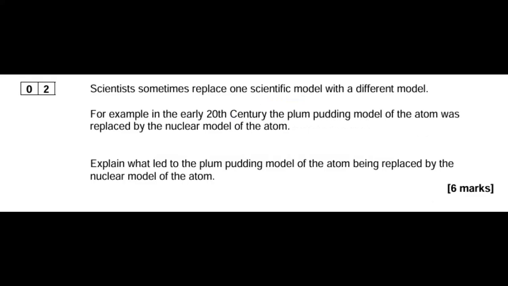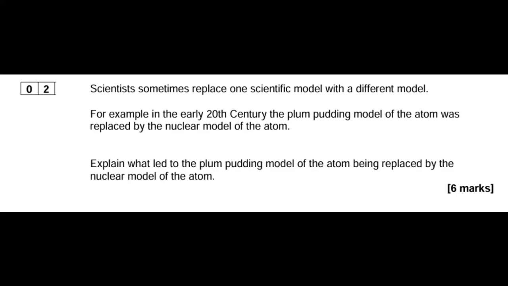Now, straight after question 1, which I believe was a rather nice question, we have what I believe is a rather harsh and difficult question on a lesser tested topic. Scientists sometimes replace one scientific model with a different model. For example, in the early 20th century, the plum pudding model of the atom was replaced by the nuclear model of the atom. Explain what led to the plum pudding model of the atom being replaced by the nuclear model of the atom.